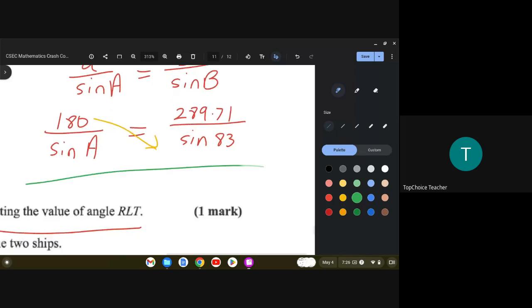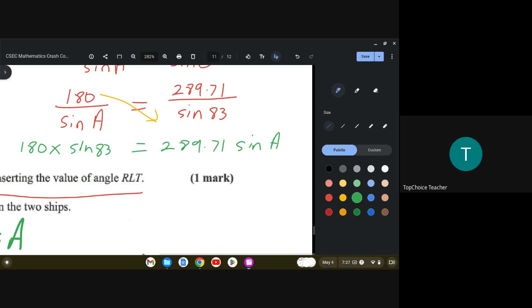So I'm going to write this equation, and I'm going to skip to the answer for the interest of time, because I think you all could solve this one if I write out the equation for you. If we were going to cross multiply, you would have 180 multiplied by sine of 83 equal to 289.71 multiplied by sine A. And what you want to do here is solve for A. So you need to first find sine A.